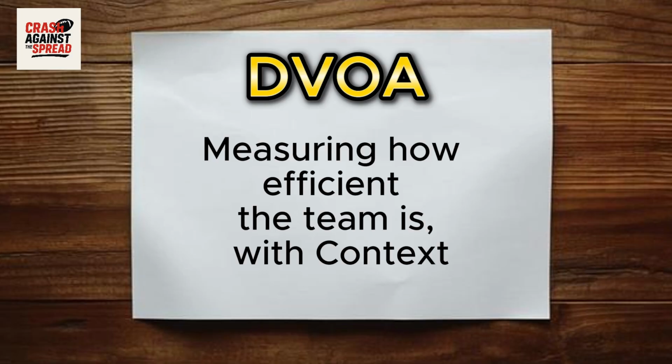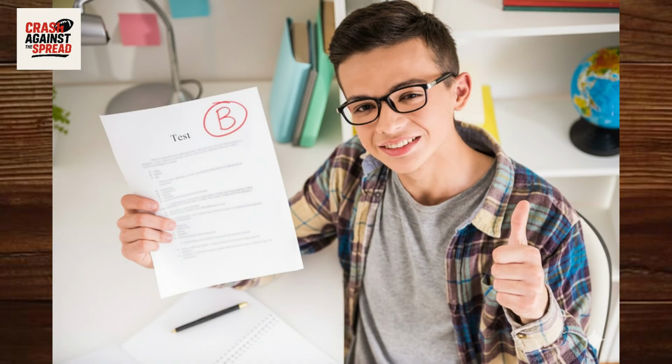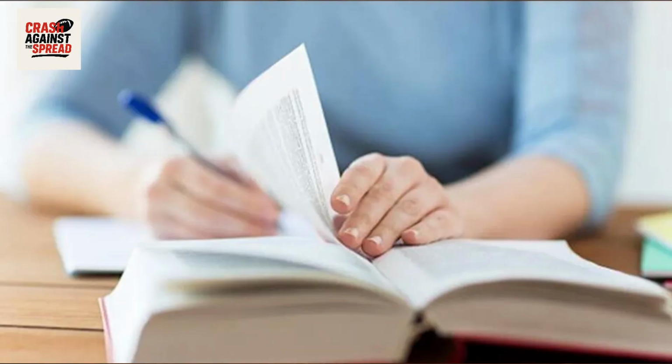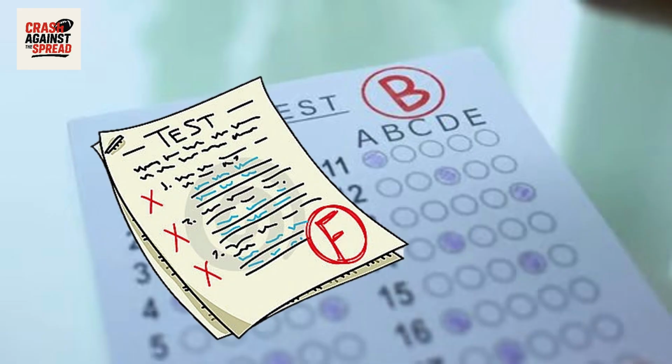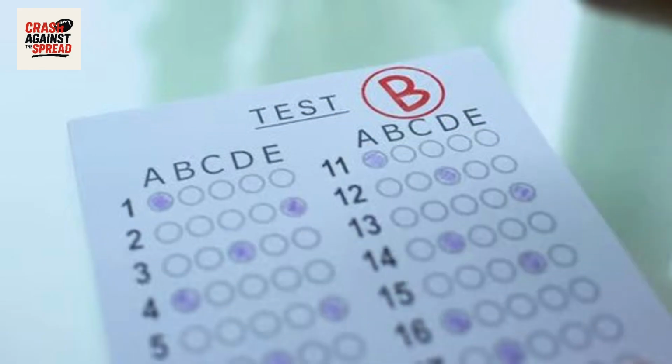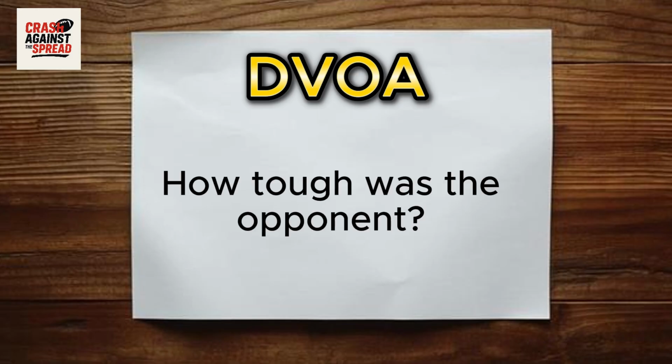Think of it like grading homework. If a kid gets a 90 on a test, that sounds great, right? But if it was an open book test with multiple choice questions, maybe that 90 doesn't mean much. On the other hand, if another kid gets a 90 on a brutal exam where nobody else even cracked an 80, that's a way more impressive score. Regular stats like yards per game or points per game just give you the raw grade. DVOA asks the smarter question, how tough was the test?